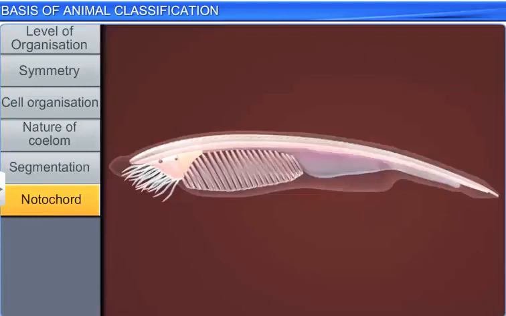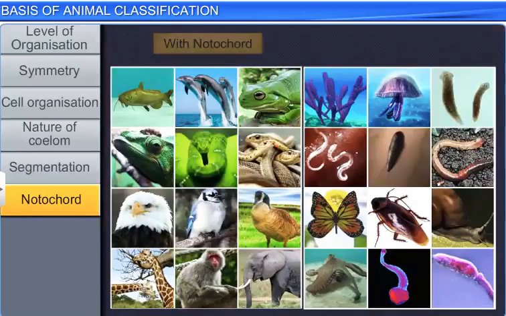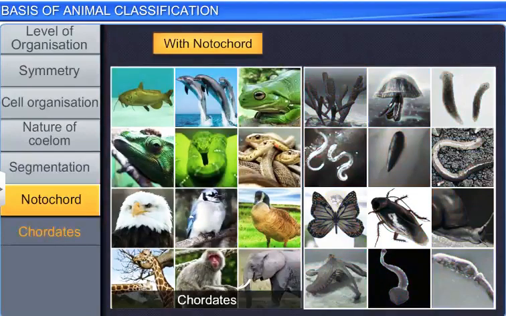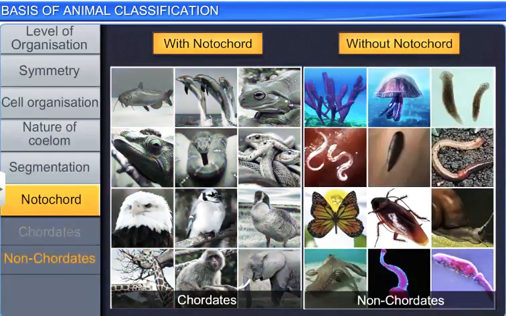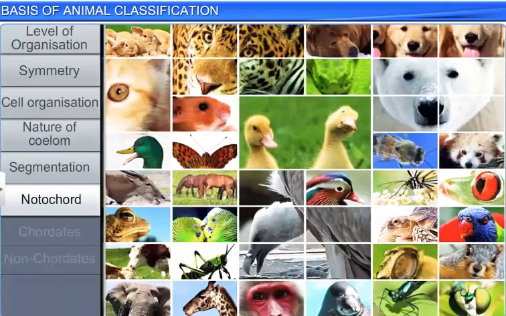One of the most important features for animal classification is the presence or absence of a notochord. Some animals develop a rod-like structure on the dorsal side during embryonic development, which is known as the notochord. Animals with a notochord are called chordates, while animals without a notochord are called non-chordates. Members of phylum Porifera to echinoderms are non-chordates. We just studied how we can classify animals into different categories on the basis of some fundamental features.